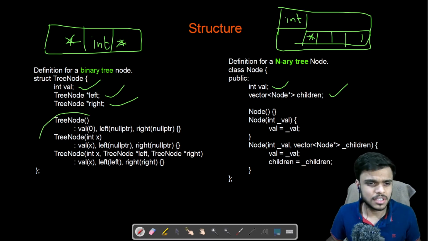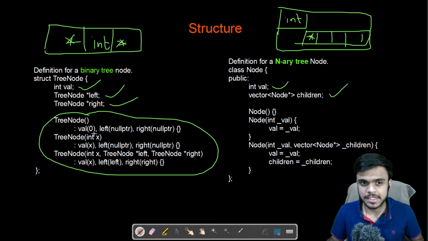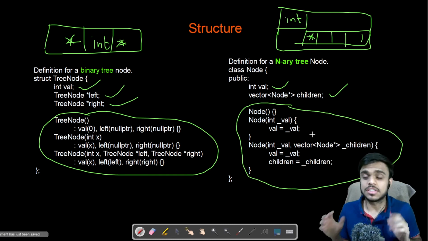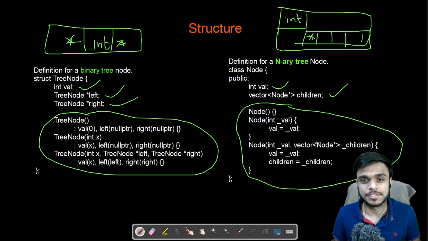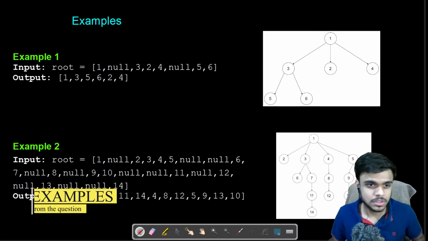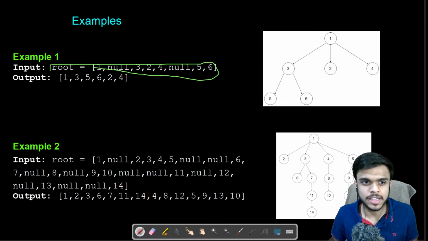And then we have the constructors if we need to create a new node, which is the case in a binary tree, and similarly in an n-ary tree too. That's it. Those are the terms that we will require. Now let us look at the examples that we are given in the question. These are the same examples that are given in the question. So basically what we are given as input is a particular n-ary tree.